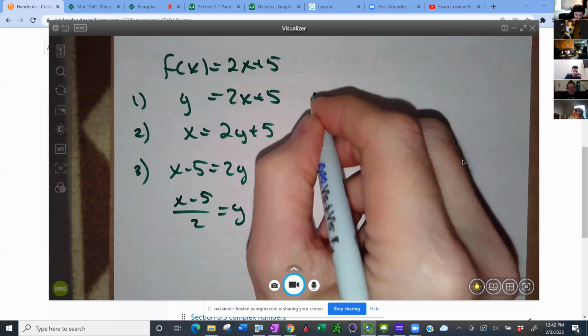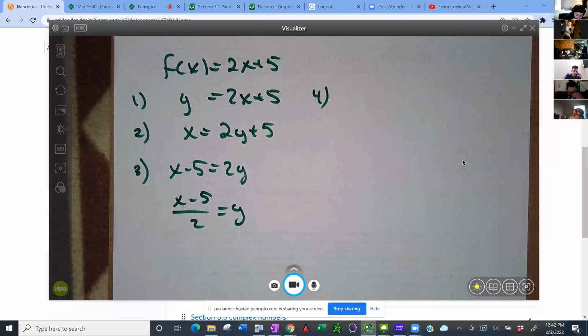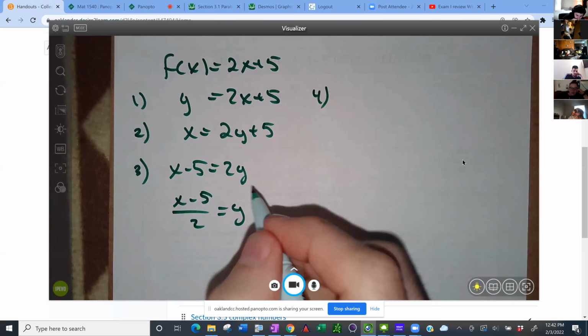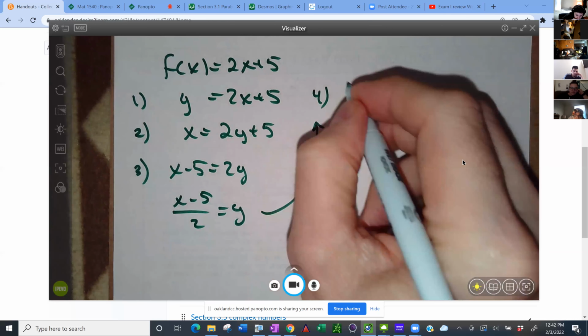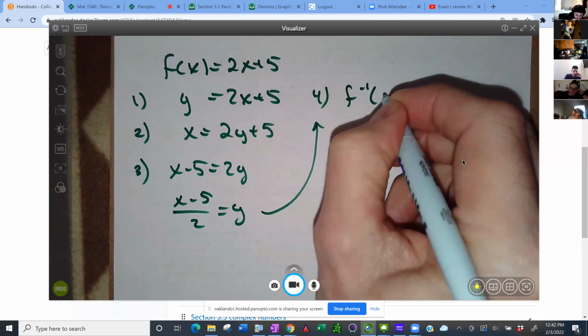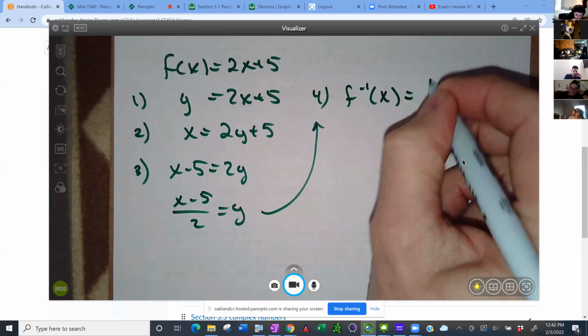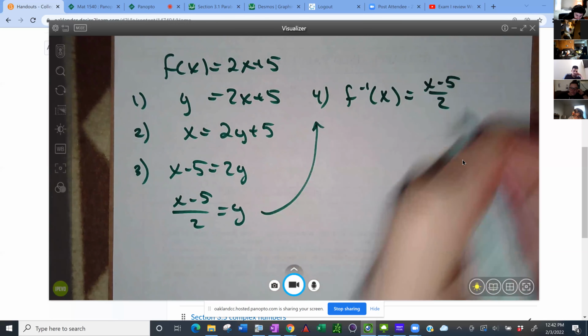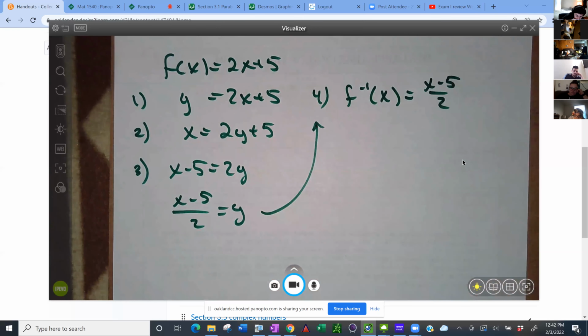And that's pretty much it. That gives you 3 points out of 4. But please, finish it up. Write it as f inverse of x equals x minus 5 over 2. That's the final step there.